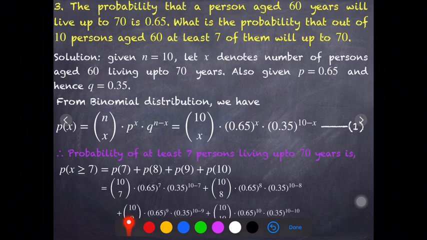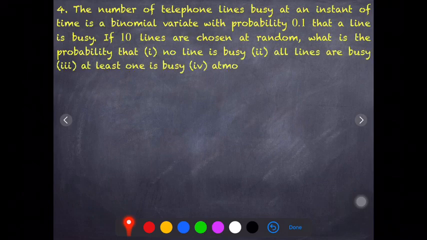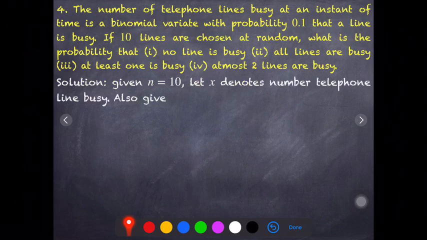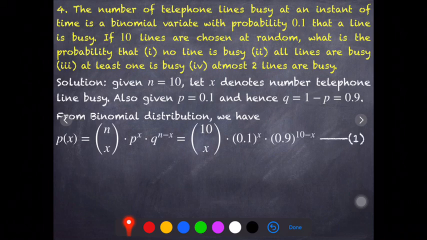Okay, then moving to the next problem: the number of telephone lines busy at an instant of time is a binomial variate with probability 0.1 that a line is busy. If 10 lines are chosen at random, what is the probability that no line is busy, all lines are busy, and at least one line is busy? Given that there are 10 lines, therefore n is equal to 10. X denotes the number of telephone lines busy, and p is equal to 0.1, the probability that a line is busy. Q is 1 minus p, that is 0.9. Substitute these values in the formula and call that equation number 1.